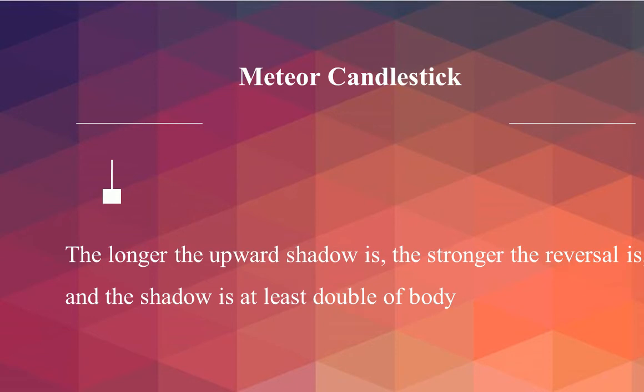Then we can see the shooting star candlestick. What's the difference? For this candlestick, there's no downward shadow, only an upper shadow, right? Okay, the longer the upward shadow is, the stronger the reversal is. And the shadow is at least double the body. Okay, so you can see the length.